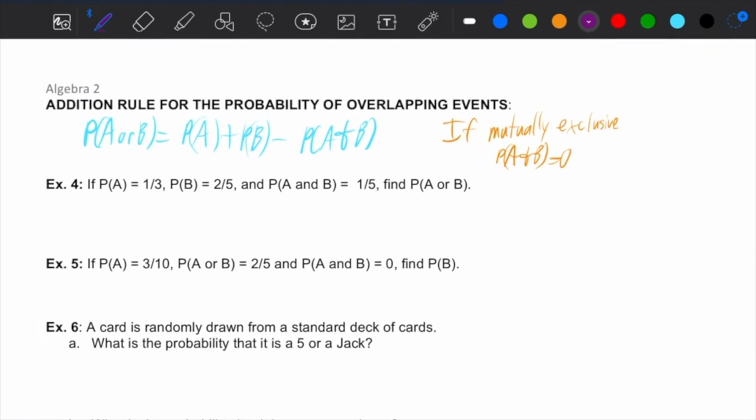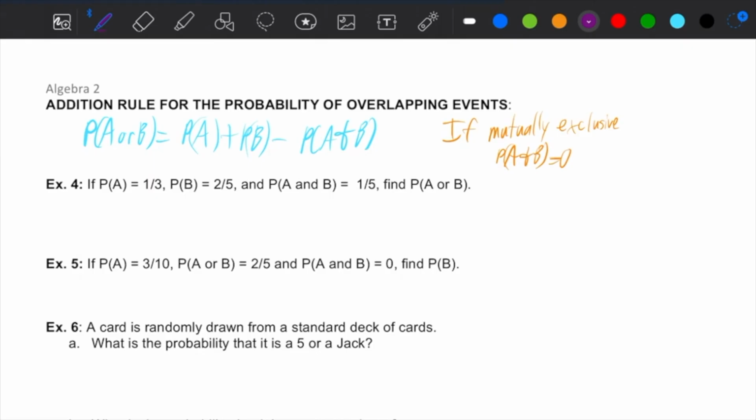So if you want, you can always just rely on the same rule, so to speak, of following this pattern, and then just subtracting 0 when they're mutually exclusive and have no overlap. So example 4: probability of A is 1/3, probability of B is 2/5, and the probability of A and B happening at the same time is 1/5. So find the probability of one of them happening.